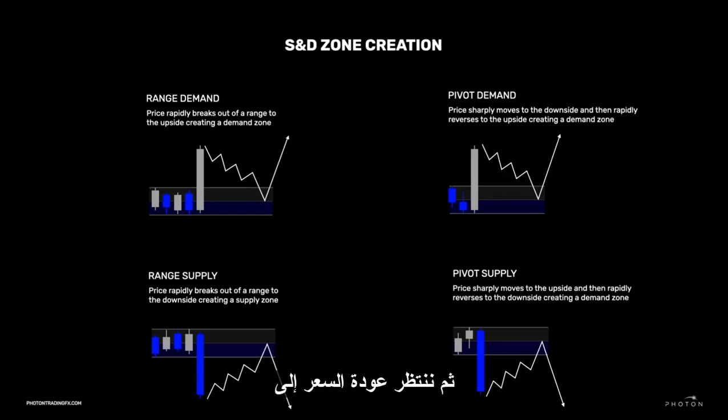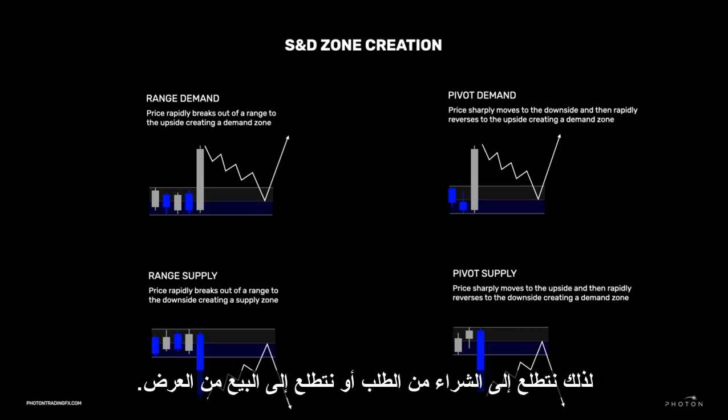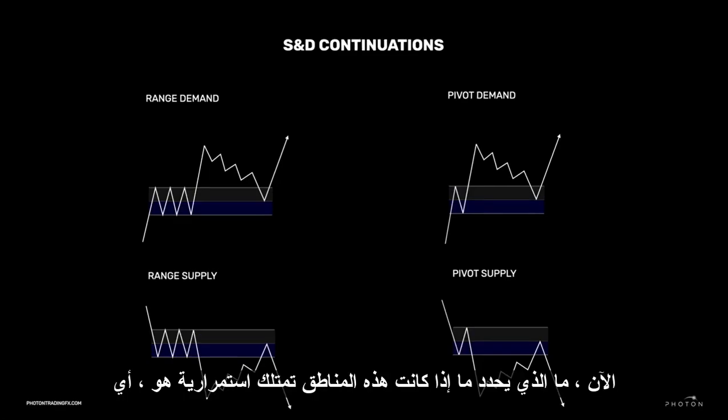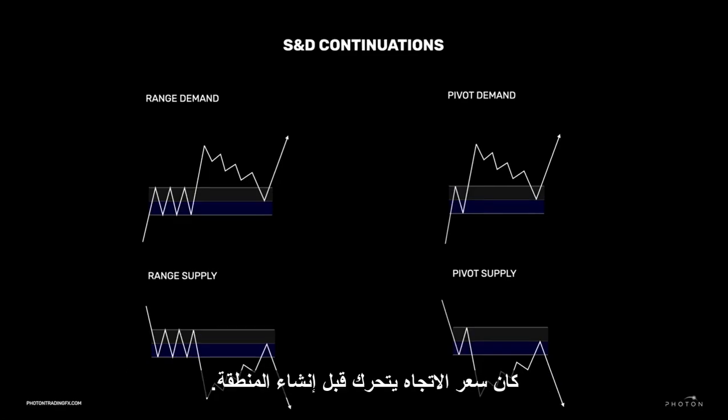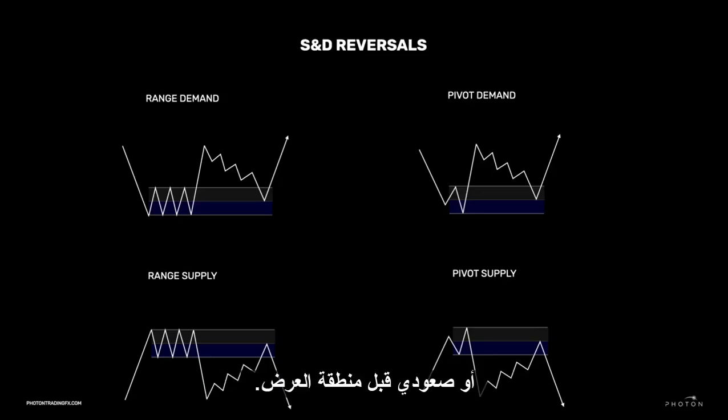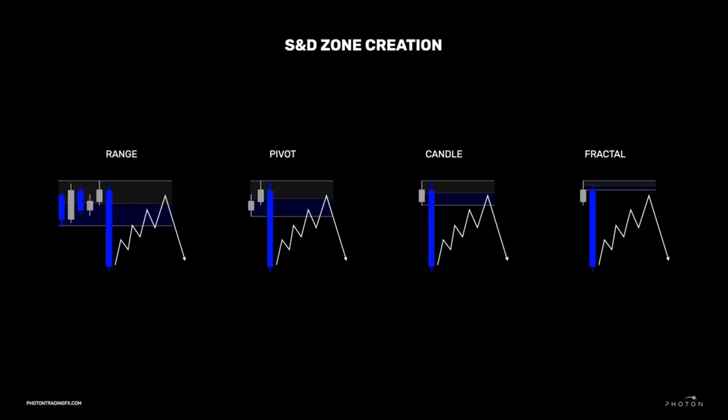And then we wait for price to return to that zone and then look for our potential entry models. So we look to buy from demand or we look to sell from supply. Now, what determines if those zones are continuation zones is which direction price was traveling in before the zone was created. So price will be bullish before a demand zone if it's a continuation, and it will be bearish before a supply zone if it's a continuation. If it's a reversal, then price will be bearish before the demand zone or bullish before the supply zone.